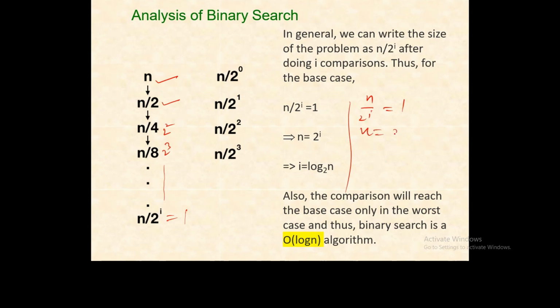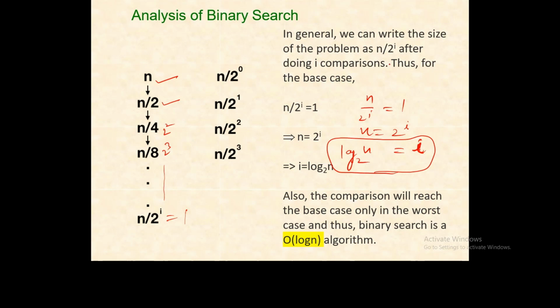So n equals 2 raised to power i. Now basically we want to find out the value of i. By the properties of the log, i will stay here, the 2 will come in the base, and this becomes log n. So i equals log n with base 2. So the value of i will be log of base 2 n. So the loop will execute up to the ith iteration in the worst case, and the complexity of this binary search algorithm will be log of base 2 n.